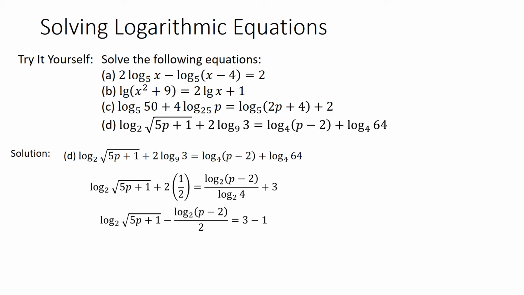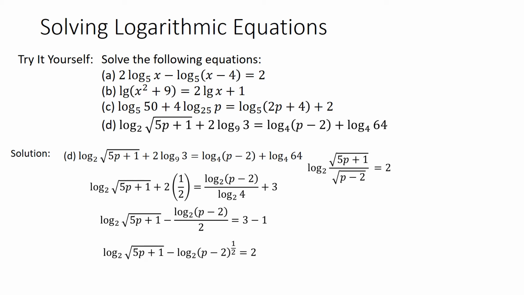And so the next step, we can bring the terms with log to the left hand side, the terms with constants to the right hand side. It becomes log base 2 of square root of 5p plus 1 minus log base 2 of p minus 2 over 2 equals 3 minus 1. So we can bring out the constant. It will become log base 2 of square root of 5p plus 1 minus log base 2 of p minus 2 to the power of half equals 2. So the power half is actually square root. So we can apply the quotient law and it becomes log base 2 of square root of 5p plus 1 over square root of p minus 2 equals 2.